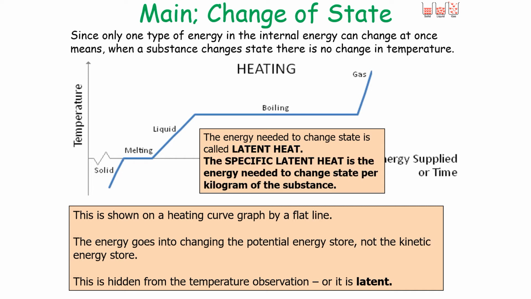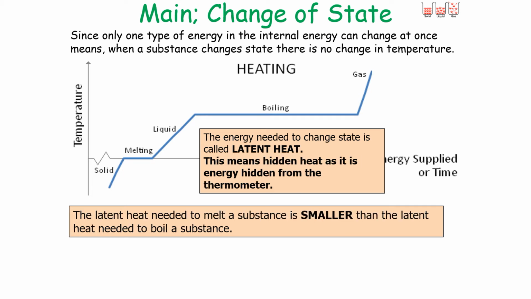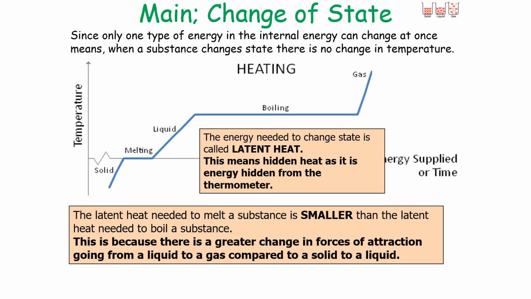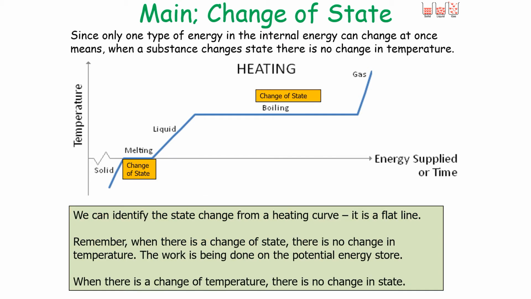Now the specific latent heat is the energy needed to change the state per kilogram of the substance, because specific in physics means per kilogram. Now the latent heat needed to melt a substance is smaller than the latent heat needed to boil a substance. Now you can tell this from the graph, as the line is longer for boiling compared to melting, so more energy would need to be supplied to achieve this. This is because there's a greater change in forces of attraction going from a liquid to a gas compared to a solid to a liquid.